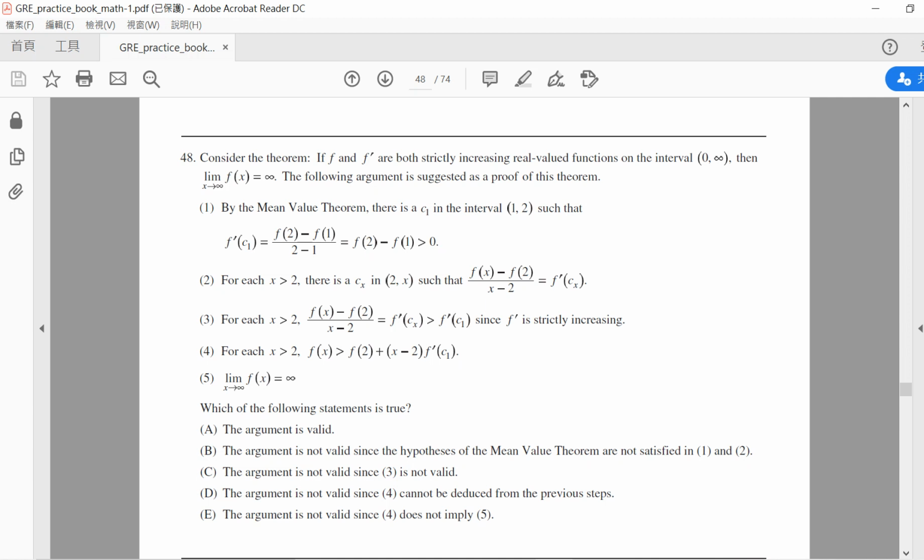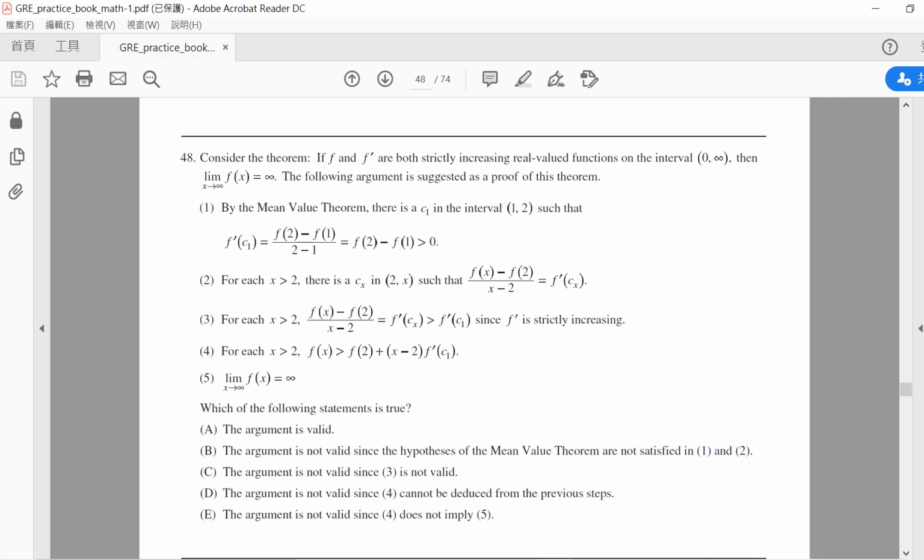So basically number 3 is correct, and number 4 is correct because you just multiply by x minus 2. And finally, because x goes to infinity, number 5 is infinity. So which of the following statements is true? The answer is A. The argument is valid.